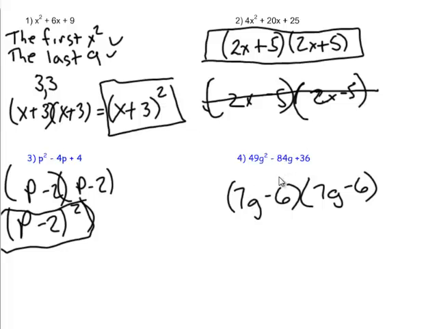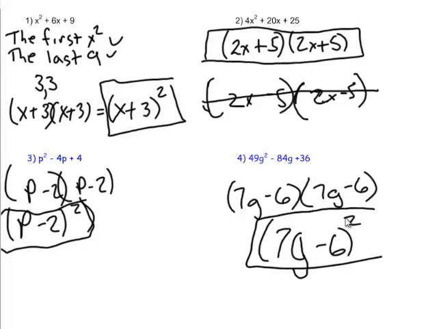Here, the middle term is negative, and you can see that this is going to give us negative 42g, and the outside terms are going to give us negative 42g. Negative 42 and negative 42 is negative 84. Negative 6 and negative 6 is a positive 36. 7 and 7 is a positive 49. Okay? So final answer over here would have been 7g minus 6 quantity squared. Okay?